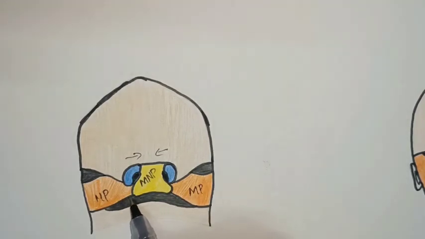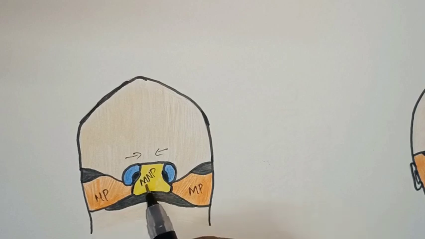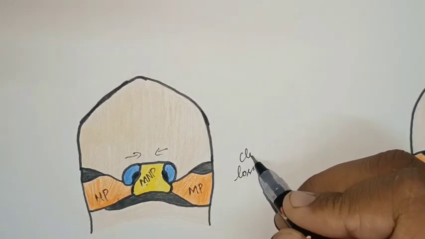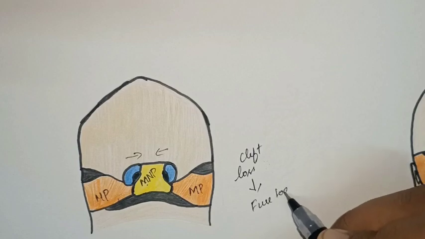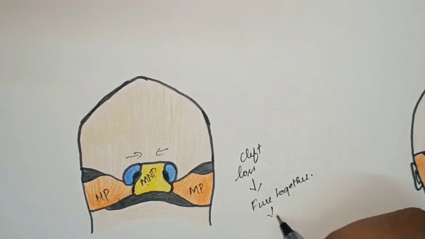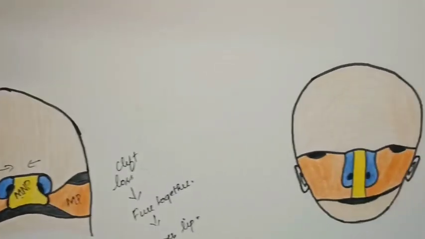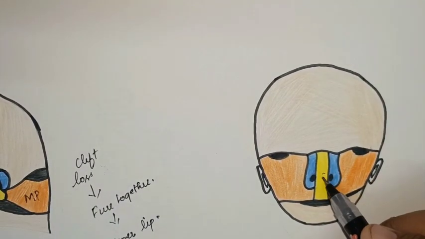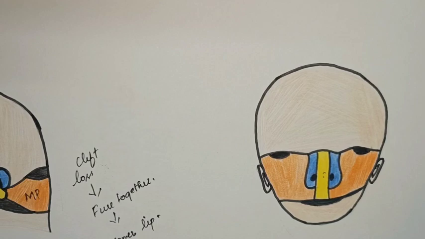So once the fusion gets over between the medial nasal process and maxillary process, see, this is the cleft, or the joint, between the medial nasal process and maxillary process. Once the fusion gets over, the cleft loses attachment and fuses together and forms the upper lip, okay. That means the maxillary process joins with the medial nasal process by the loss of the cleft, and forms the upper lip. See, here the upper lip is formed, right. This is your medial nasal process joined with the maxillary process, okay.